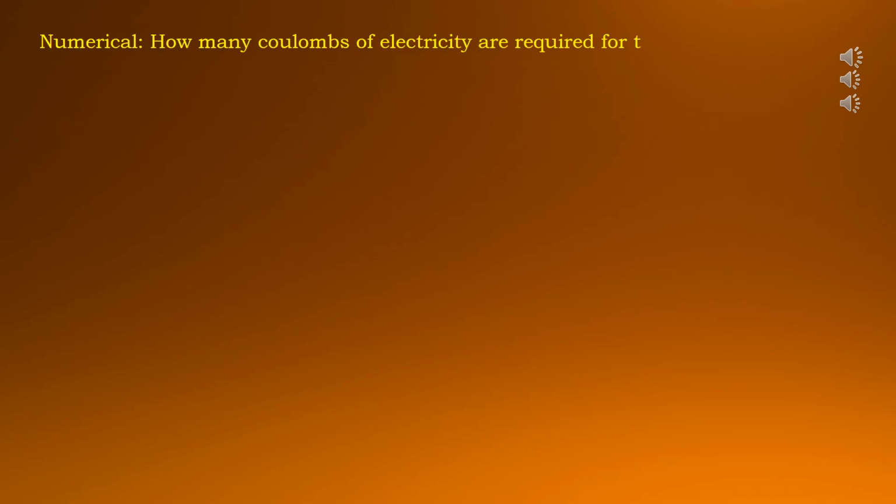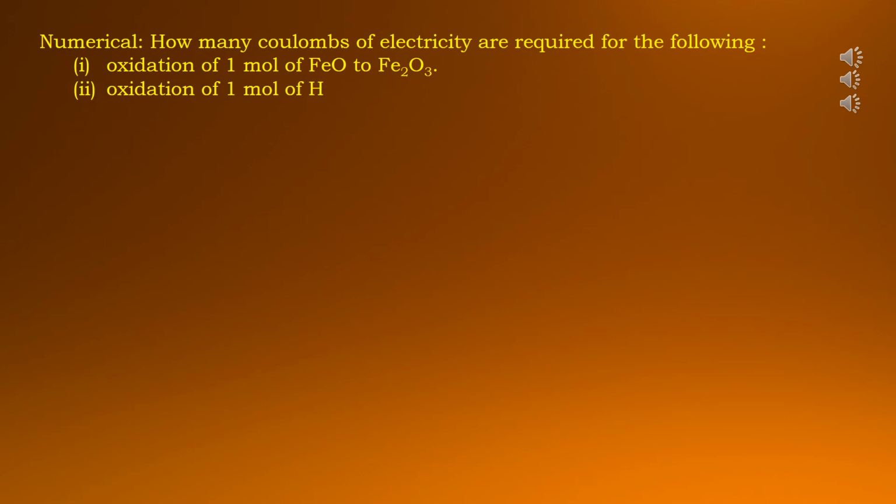So here comes another numerical. How many coulombs of electricity are required for the following? First is oxidation of 1 mole of ferrous oxide to ferric oxide. Second is oxidation of 1 mole of hydrogen peroxide to oxygen gas. Third is reduction of 1 mole of fluorine to fluoride ions.